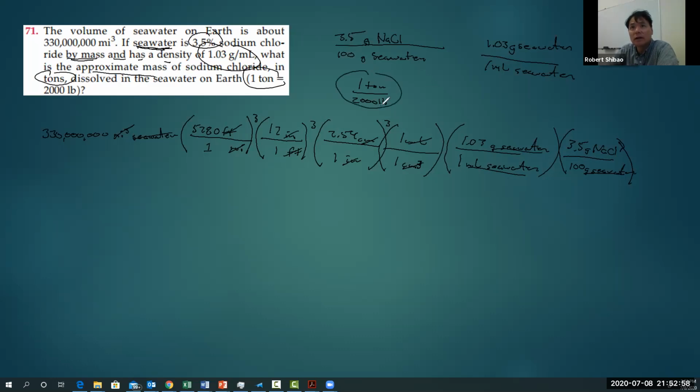Well, here, I can go pounds to tons. So I'm gonna go grams to pounds. 1 pound is equivalent to 453.6 grams. So the grams cancel, that leaves me with pounds of sodium chloride. And then the final conversion would be getting rid of pounds here and converting that to tons. So 1 ton is equivalent to 2,000 pounds. The pounds cancel. That leaves me with tons of sodium chloride.